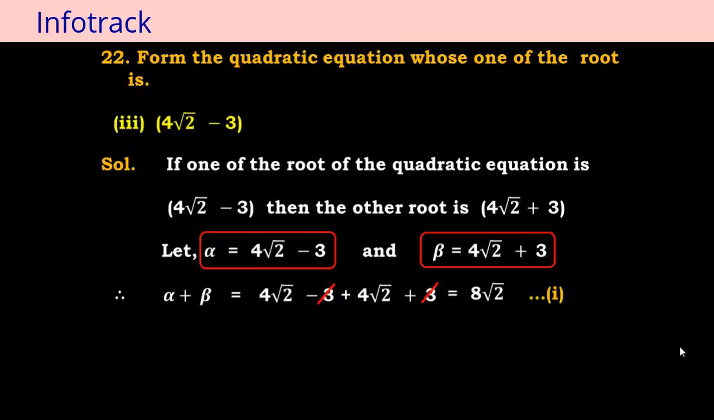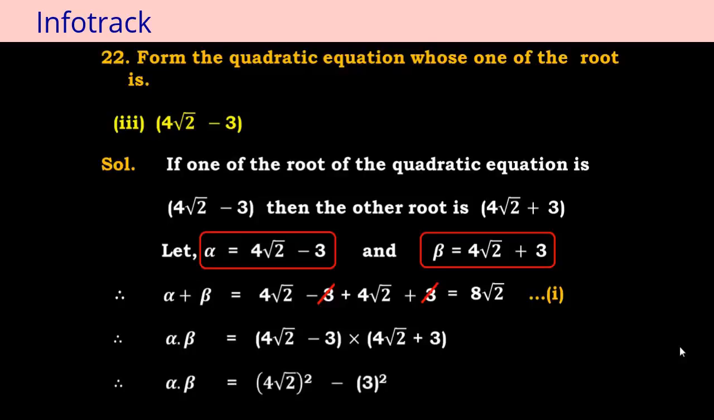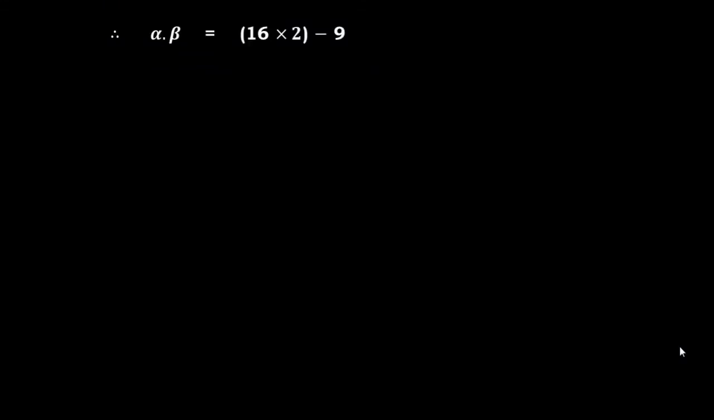Equation number 1. Alpha into beta. 4 root 2 minus 3 into 4 root 2 plus 3. So, 4 root 2 into 4 root 2, that is a square minus b square. We can write 4 root 2 whole square minus 3 square. So, 4 root 2 square is 16 into 2 minus 9. That is 32 minus 9. Therefore, alpha into beta is equal to 23.